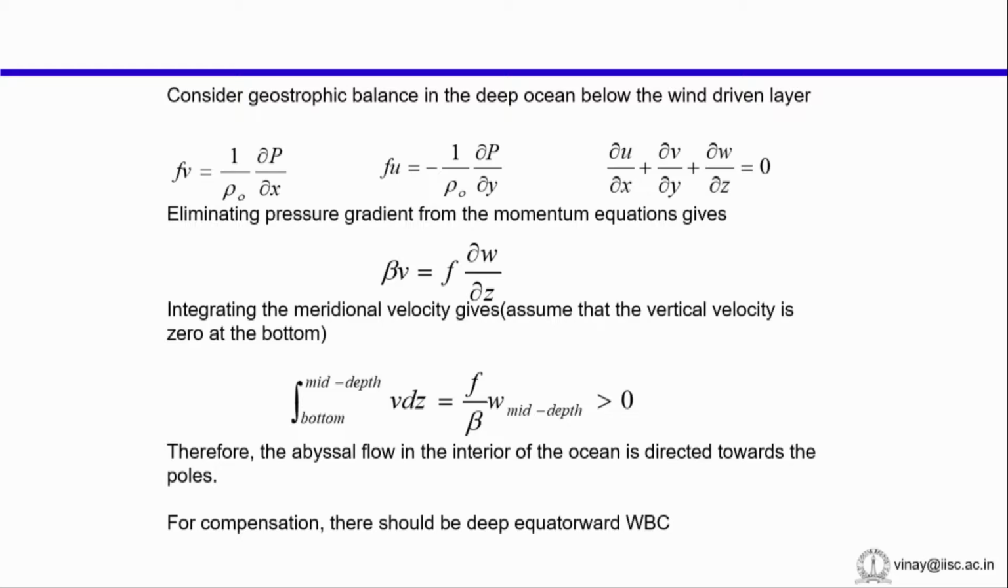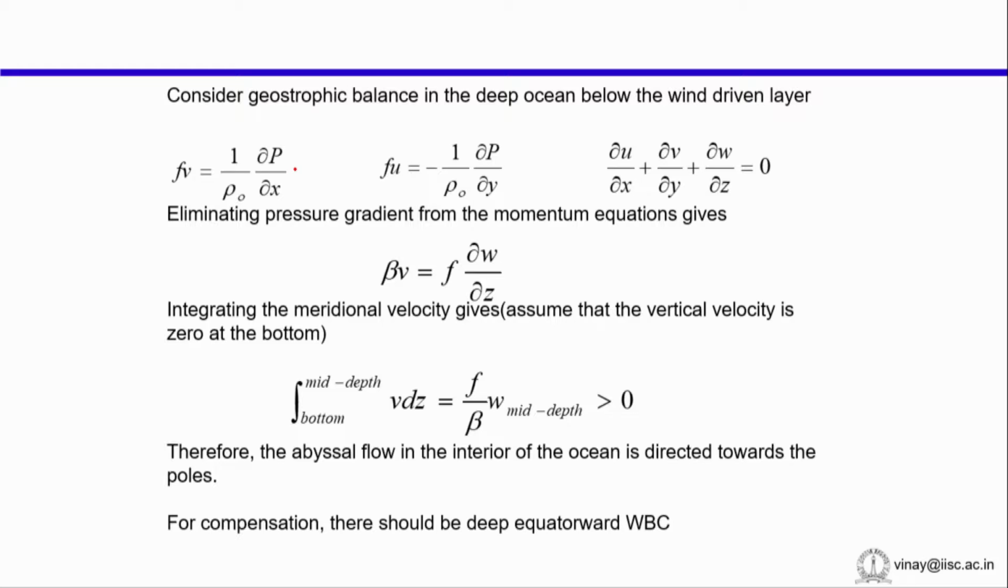Now, in the interior of the ocean, below the wind driven layer, it can be assumed that the flow is largely geostrophic. In geostrophic flow, the horizontal pressure gradients are balanced by the Coriolis force. The Coriolis force is written as fu and fv. fu is the meridional component of the Coriolis force and fv is its zonal component. These equations represent the geostrophic balance.